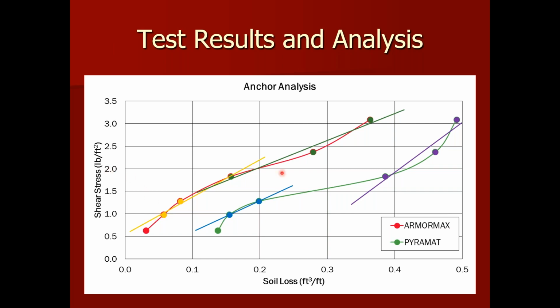So while I didn't put equations on this to bore you with numbers, it's the slope of these lines comparing across different anchored and not anchored that are important, and the flattening of the slope of the anchored system shows that those anchors are really retarding the speed at which material is able to be eroded out from underneath a TRM system.